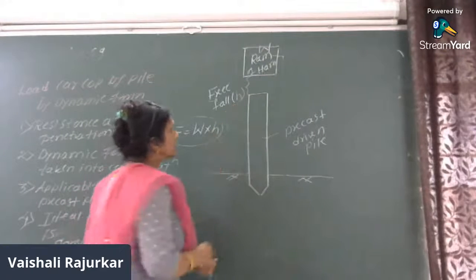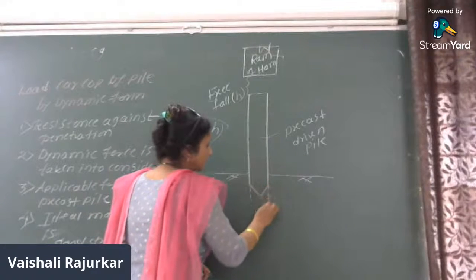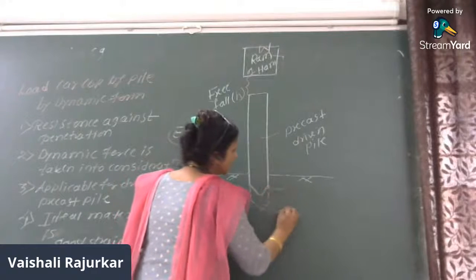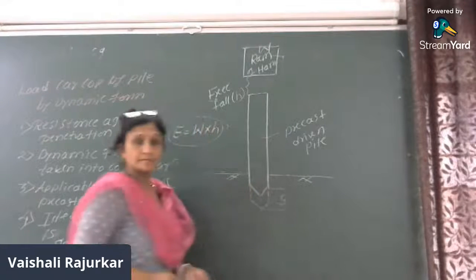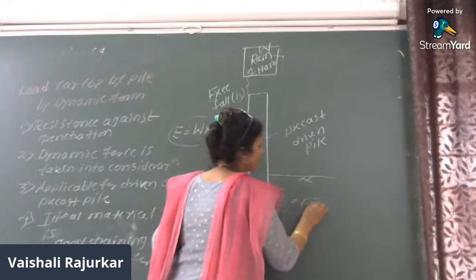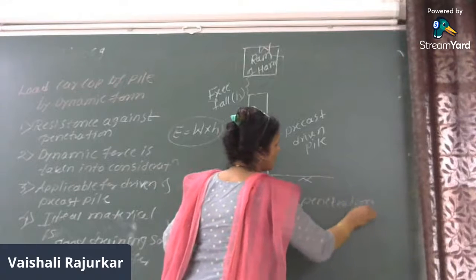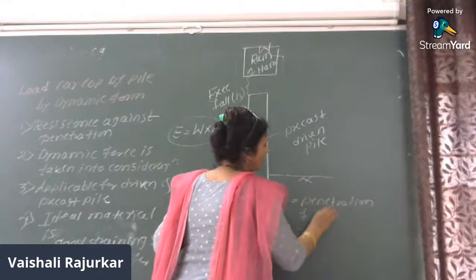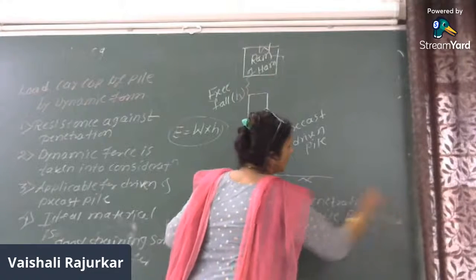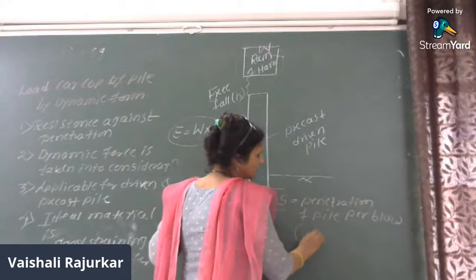Now, due to this driving, suppose there is a penetration of the pile. Suppose this is the penetration of the pile, and this penetration is called S. This S is the penetration of pile per blow, and it is assumed for the last number of blows or for the last penetration.